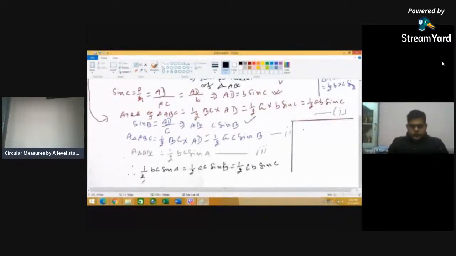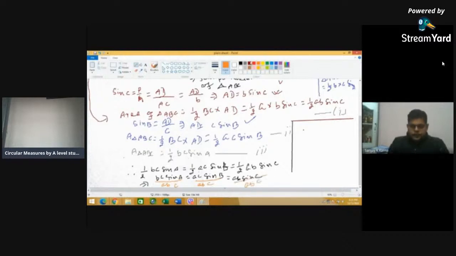So we eliminate the common things from all three sides here. Half, that means 1 by 2, we cancel out. So we have BC sine A equals AC sine B equals AB sine C. Next step, we divide all the sides by ABC, which we can do algebraically.